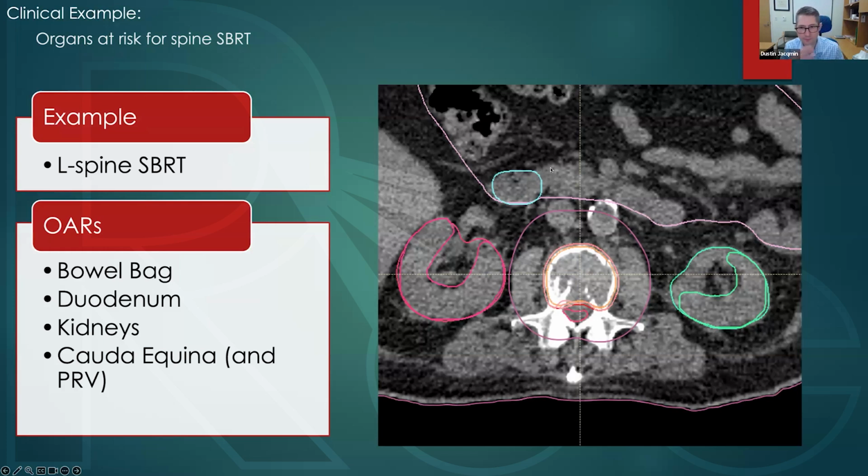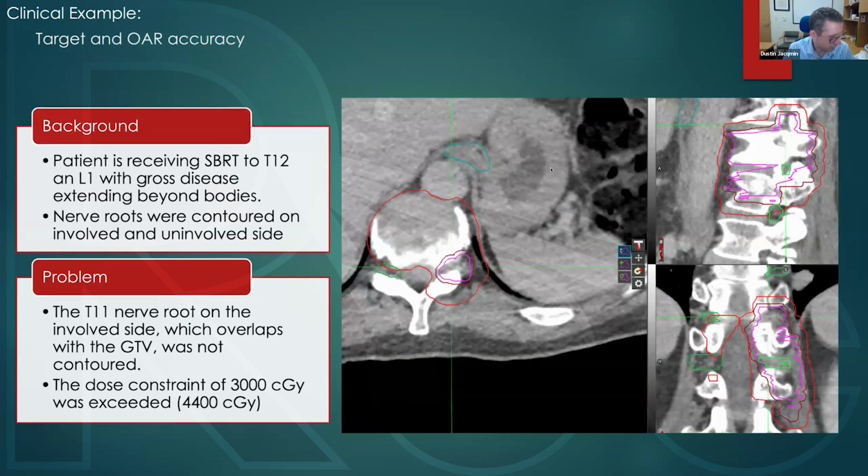organs at risk. Here's an example from my clinic that needed to be corrected before the patient was treated. Patient was receiving SBRT to T12 and L1 with gross disease extending beyond the body. So you can see the PTV extends outside of the vertebral body. The nerve roots were contoured on the involved and uninvolved side. So you can see these green contours here correspond to nerve roots that were contoured and were intended to be spared as part of treatment.